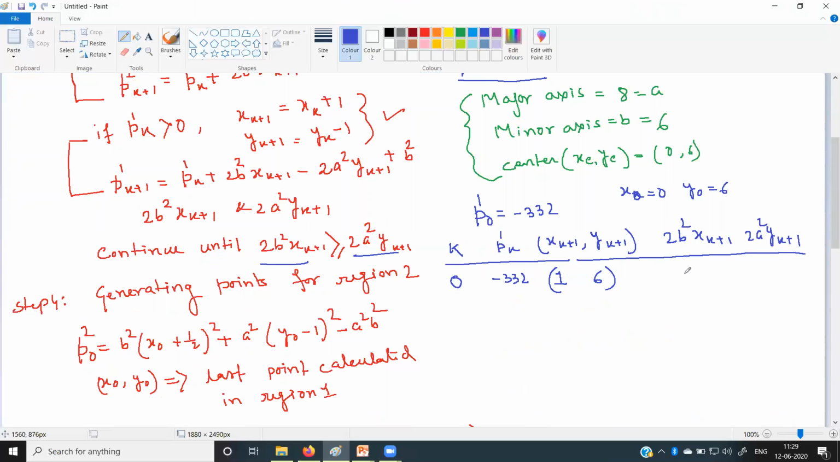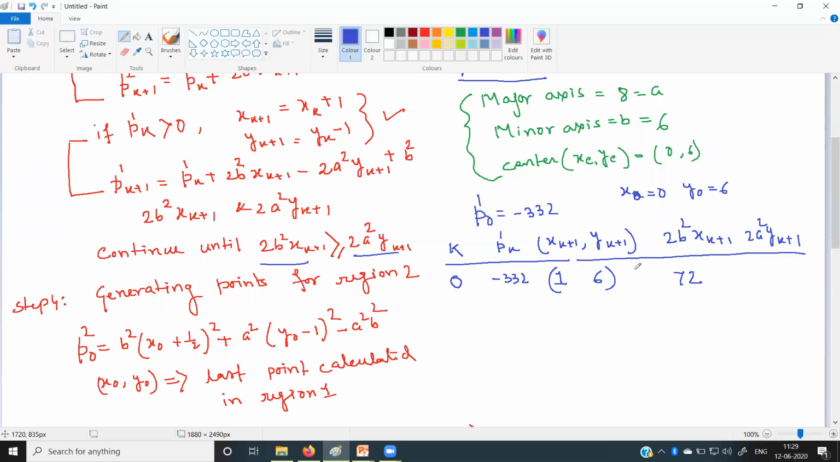Now you have to compute 2b square x of k plus 1. The value of b is 6, so 6 squared is 36, times 2 is 72, multiplied by 1, so it will remain 72. And this is 2a square: a is 8, 64 times 2, it will be 128.